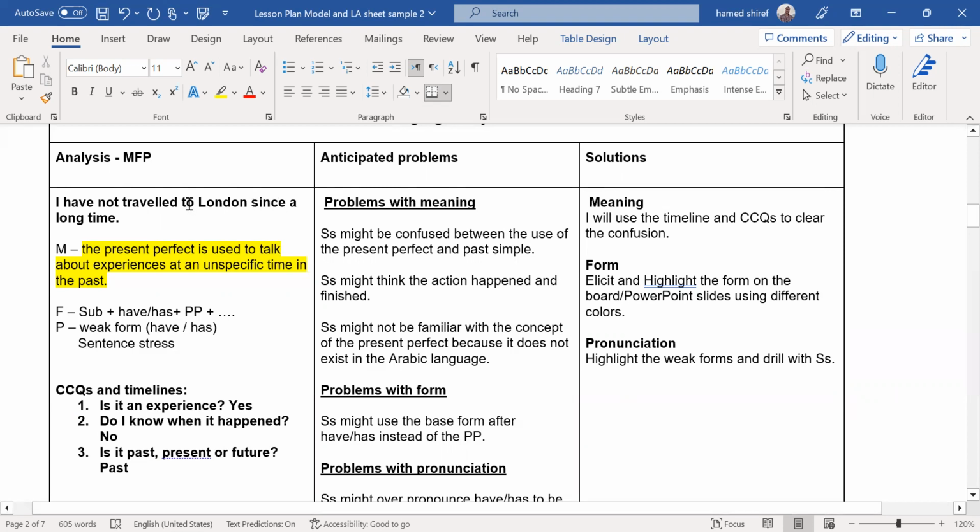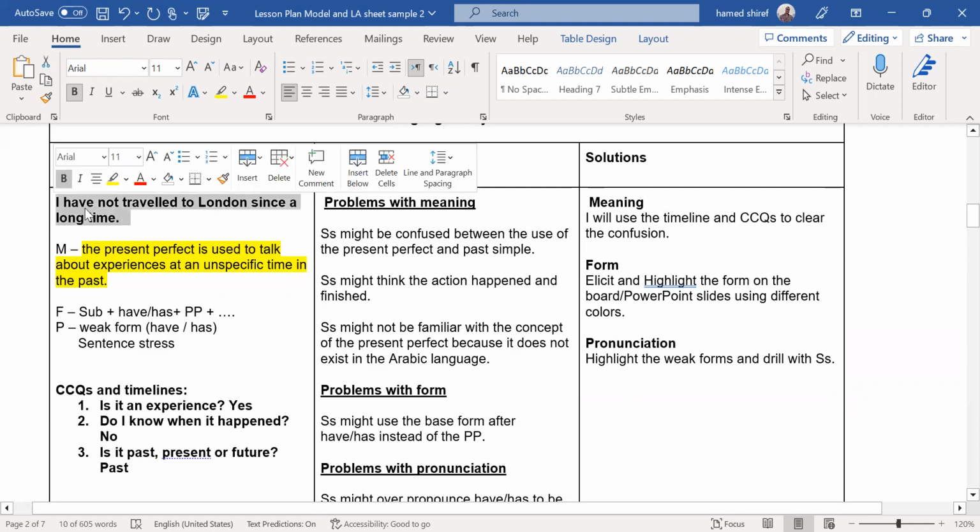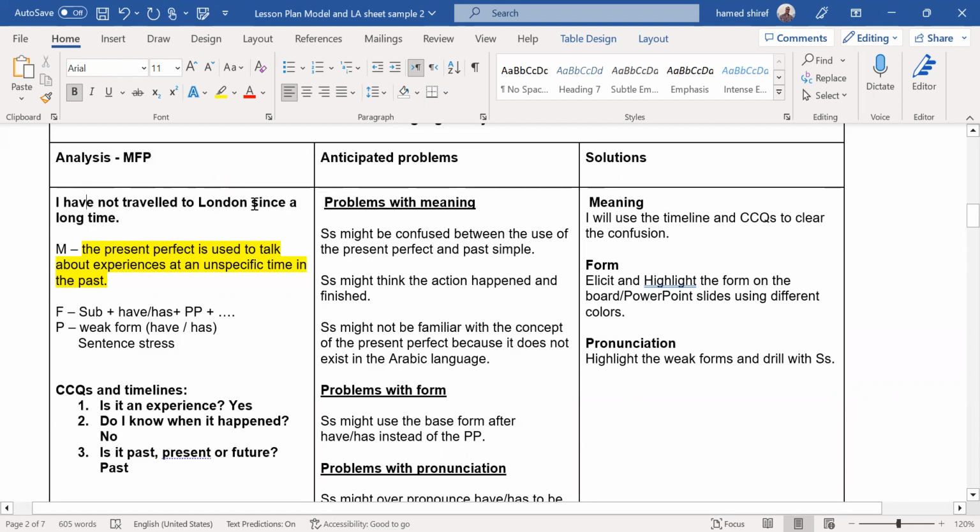Okay, now this sentence is wrong. It has some wrong items, so please be careful when you're writing your model sentences because this will be very important. So we cannot use sense here, it will be full. Okay, and traveled is normally 1L or 2L are fine. Okay, now make sure your model sentence is correct in the lesson plan and on the board.